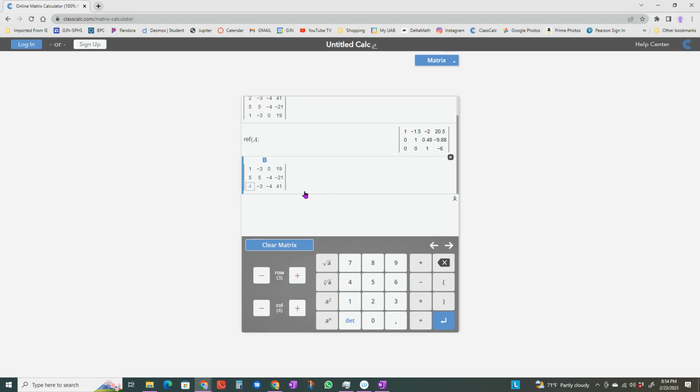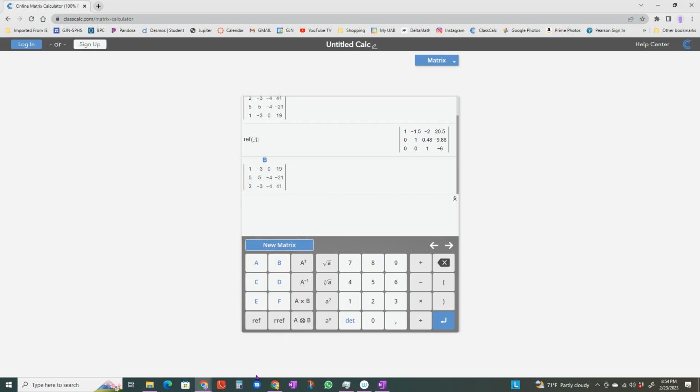And so look at this on ClassCalc, y'all. You can go back up there and you don't have to type the whole thing over again. I can just come here and say that was supposed to be a 2 because my top row was 2, negative 3, negative 4, and I had typed in a 4. Second row is right. So I got that now.